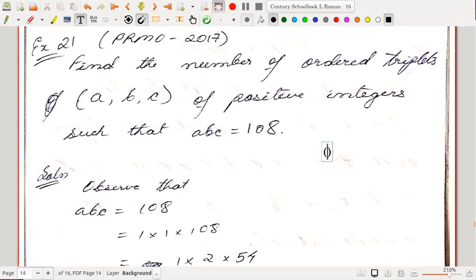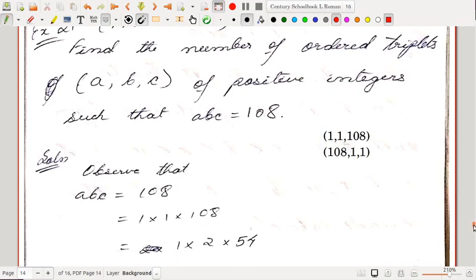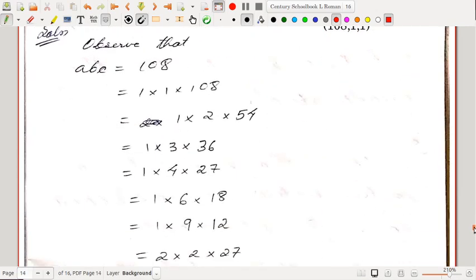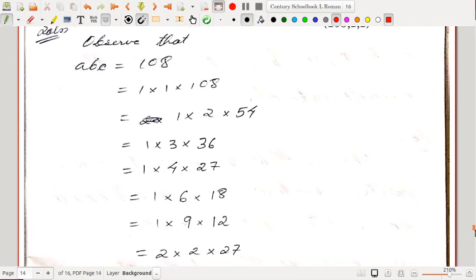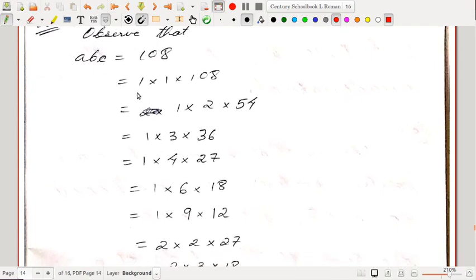Say for example 1, 1, 108 also satisfies ABC equal to 108. 108, 1, 1 also satisfies ABC equal to 108. So like that, we have to find out how many ordered triplets satisfy this. For that we have to express 108 as a product of 3 positive integers, all possible ways that we can do it. So this is what I want you to try.